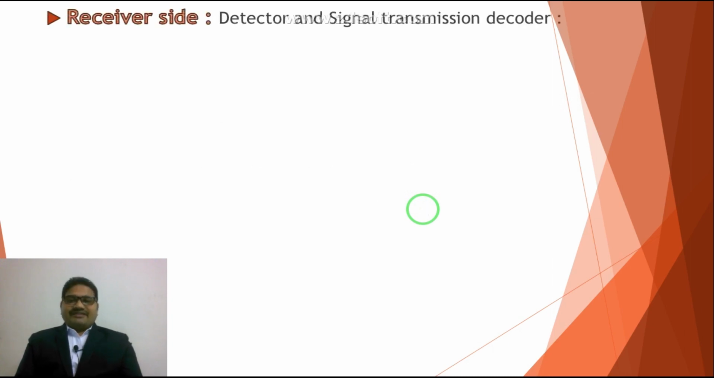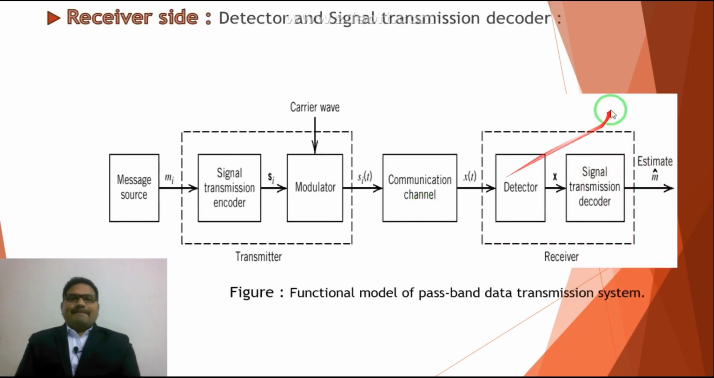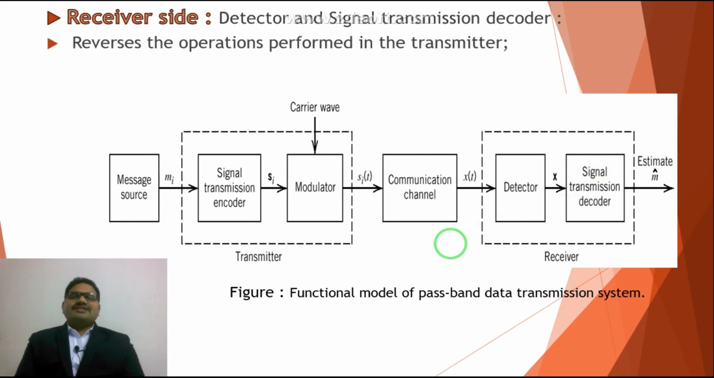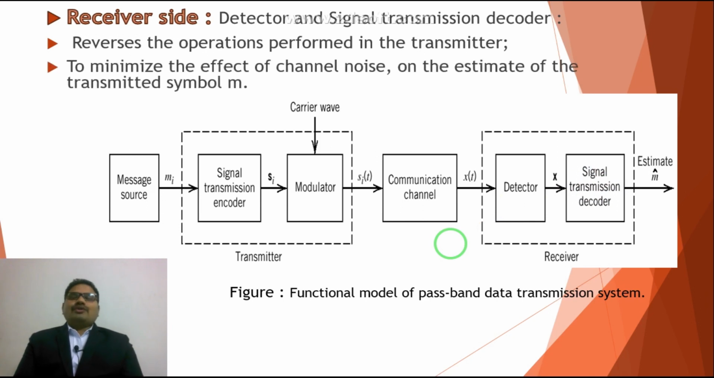Talking about the receiver side, it basically consists of a detector and a signal transmission decoder. So what are the functions of this receiver? It reverses the operation performed in the transmitter. Also, it should minimize the effect of the channel noise present in the channel, and it gives you an estimation of the transmitted symbol M.